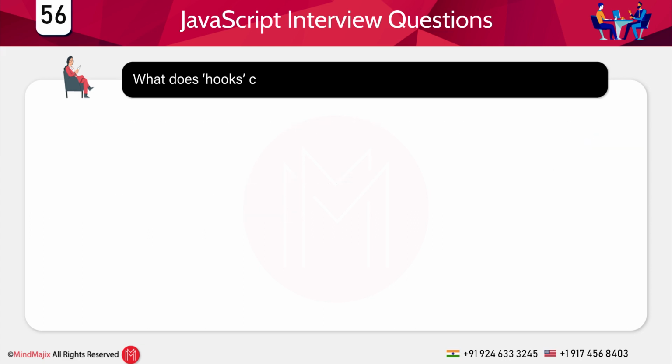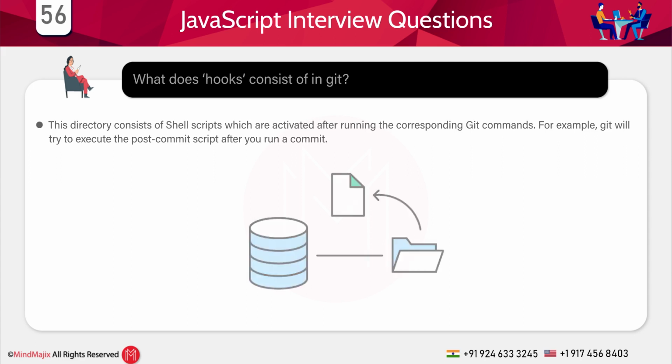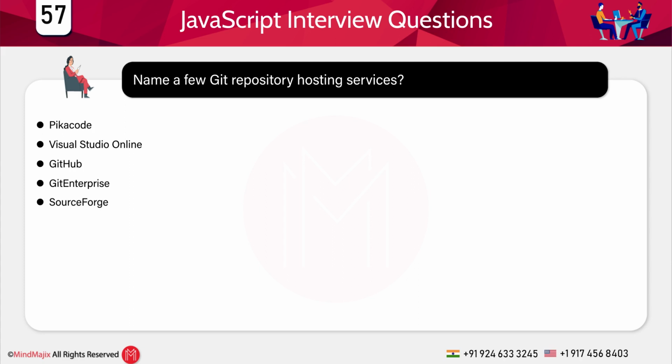What does the hooks directory consist of in Git? This directory consists of shell scripts which are activated after running the corresponding Git command. Name a few Git repository hosting services. Pikacode, Visual Studio Online, GitHub, Git Enterprise, SourceForge.net.